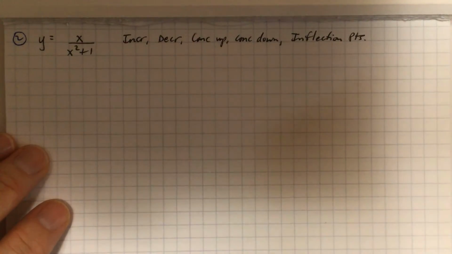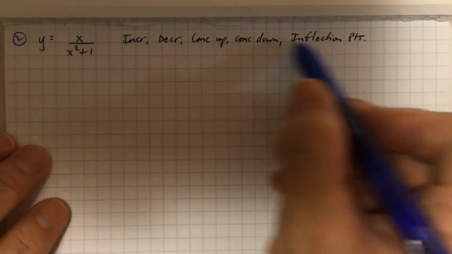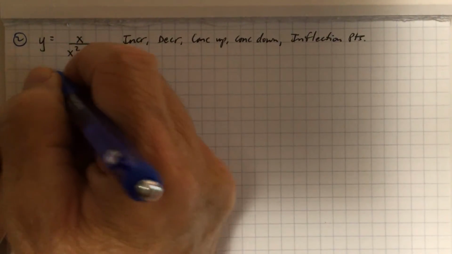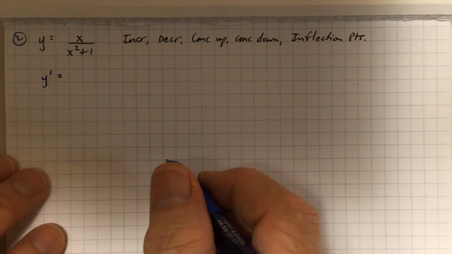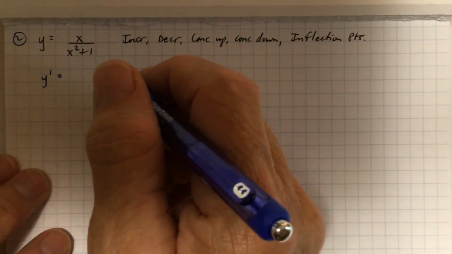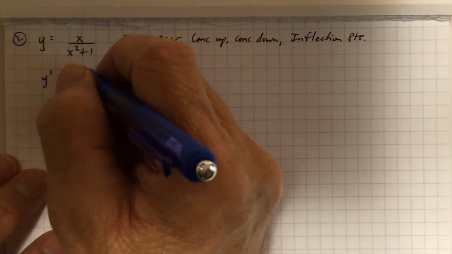This is kind of start to finish. How do we analyze a function and find all these things about the function based on calculus? If we want to know when a function is increasing and decreasing, we first have to find the derivative. This is a good example too, because we can remind ourselves how to find the derivative of a quotient. And so the derivative is the low d high, high d low.